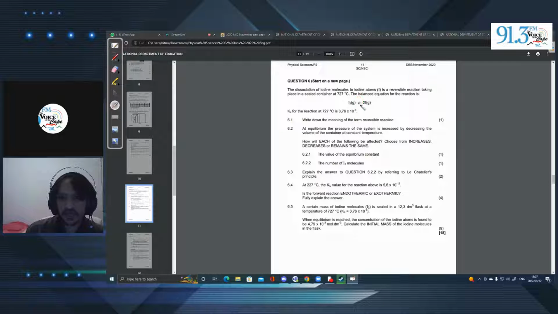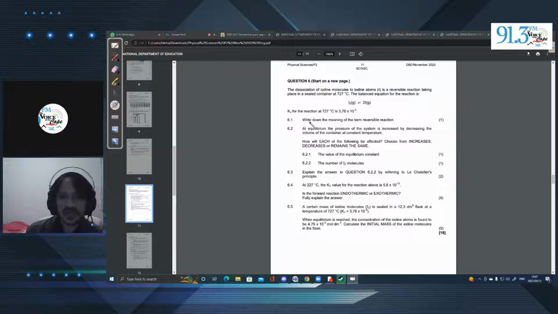When a reaction is in equilibrium, you can see that the size of the forward reaction's arrow and the size of the reverse reaction's arrow are the same size, so we know it's in equilibrium. And that's going to give us two atoms of iodine gas. So they then tell us that the Kc for the reaction at 727 degrees Celsius, or your equilibrium constant, is 3.76 times 10 to the minus 3.